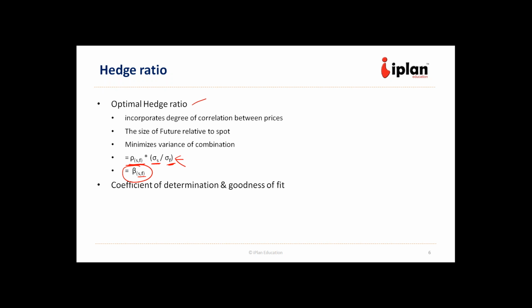Now normally this is not the way to get the beta. Another way to get the beta is if you have the covariance, you can divide by the variance, and you will get the beta. So if you don't have the covariance, but you have the correlation and the standard deviations, then you get the beta. So both ways you can use: covariance divided by the variance, or the correlation into the standard deviation of spot divided by the standard deviation of future, you get the beta.